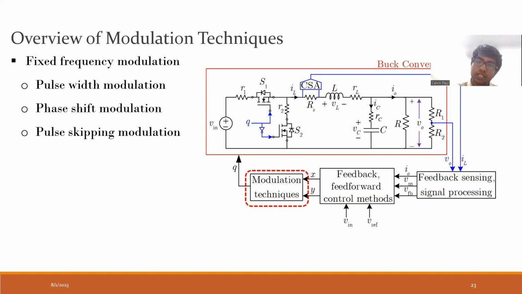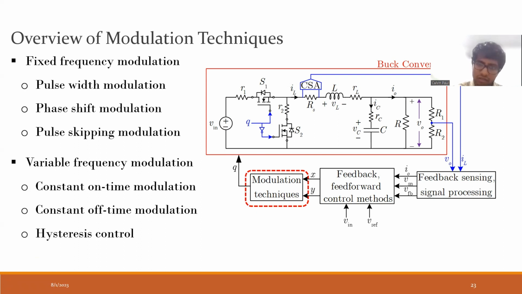There's fixed frequency modulation in which only the pulse width is changed. Phase shift modulation is used for some advanced converters, phase shift voltage, LLC. They require phase shift modulation. Pulse skipping is for light load conditions. Variable frequency modulation includes constant on time, constant off time, or hysteresis control.